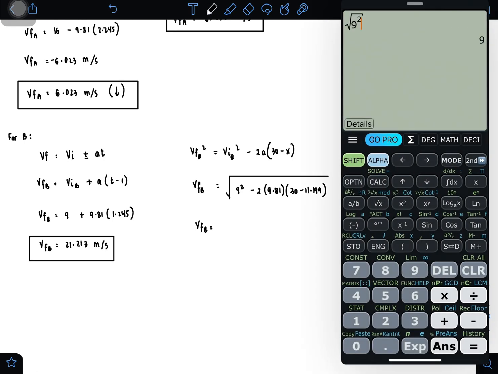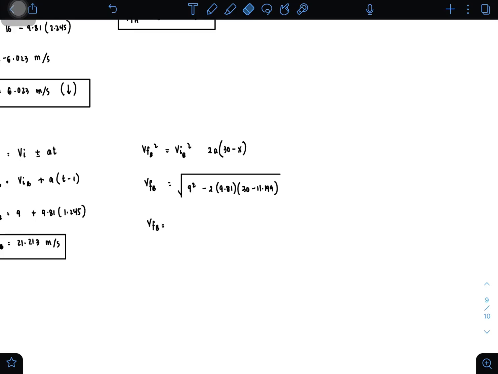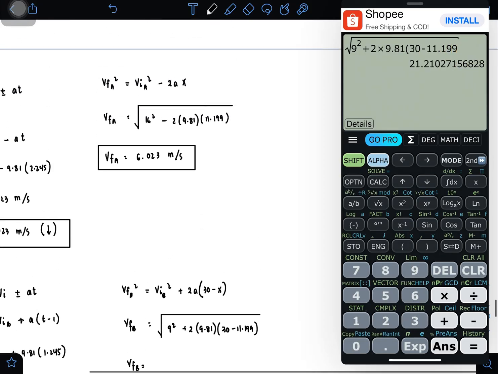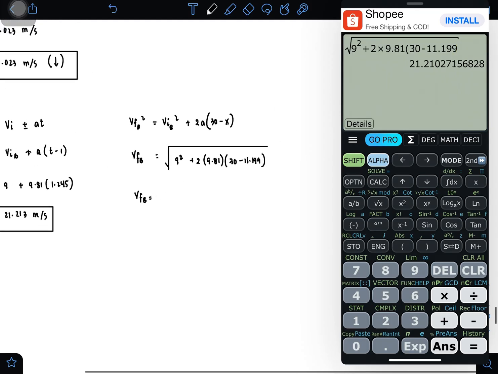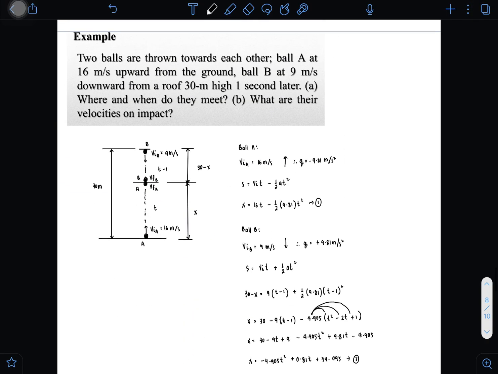So that's 9 squared minus 2 times 9.81. No, why am I using minus? So this is plus. This one, plus. Okay, we're talking about the B velocity. Plus 2 times 9.81 times 30 minus 11.199. Is it 11.199? Yes. And the same, 21.21 meter per second. The same answer still. Okay, so that ends our example.